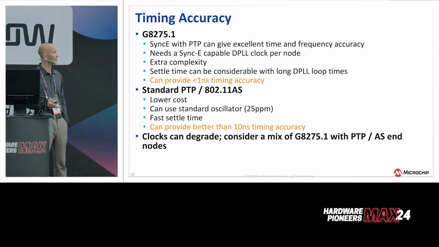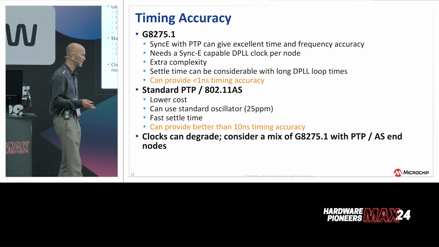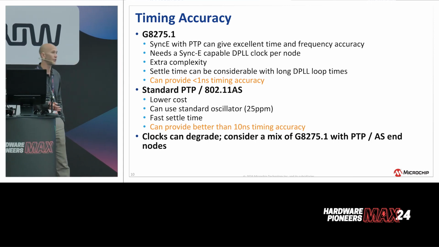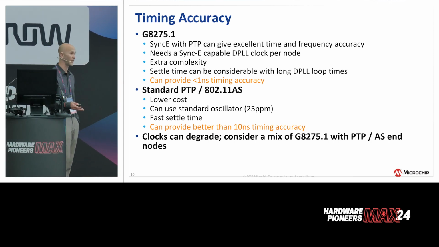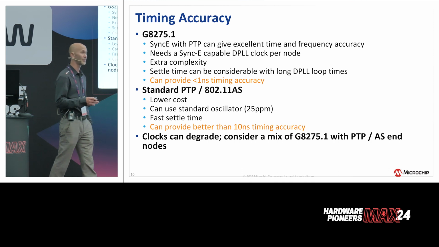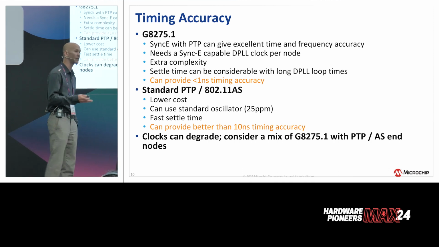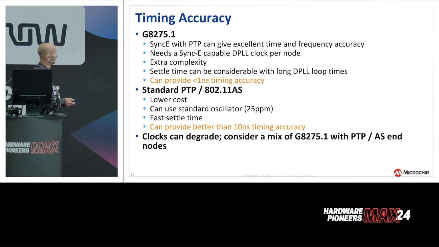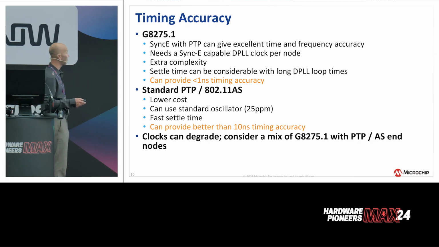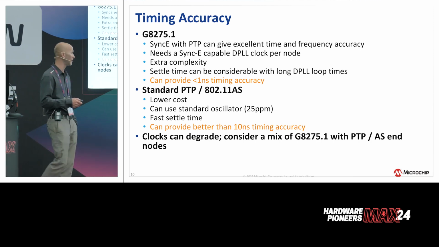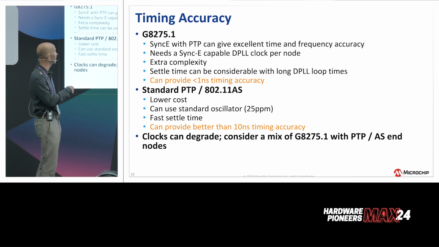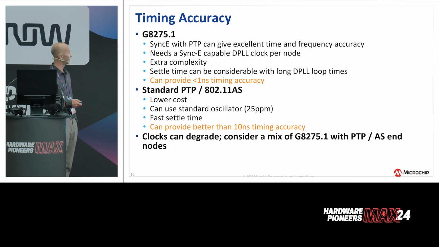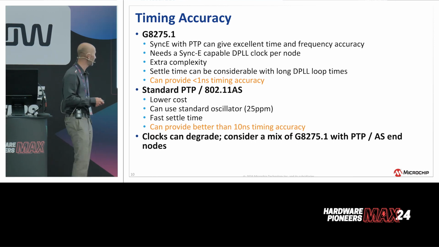The reason for getting timing accuracy on switches is really so you can benchmark the network, so you can benchmark financial transactions, so you can see the order of a sequence of events on the network. There's also a note here that clocks can degrade, and when you're designing a network, and we'll come onto a holistic approach to a network in a slide or two, consider a mix of G.8275.1 with PTP.